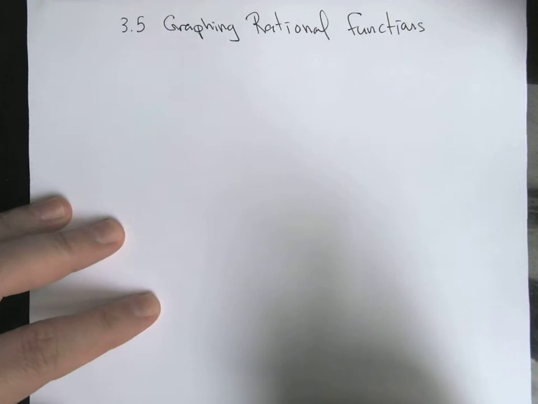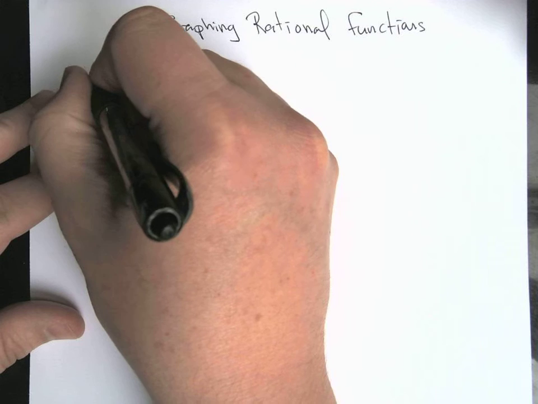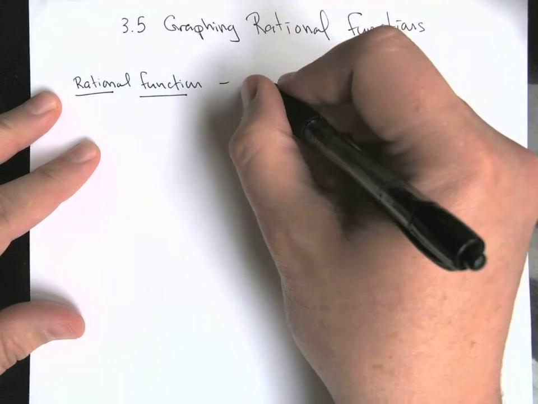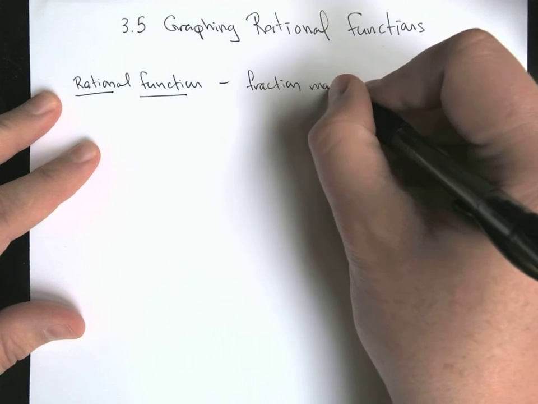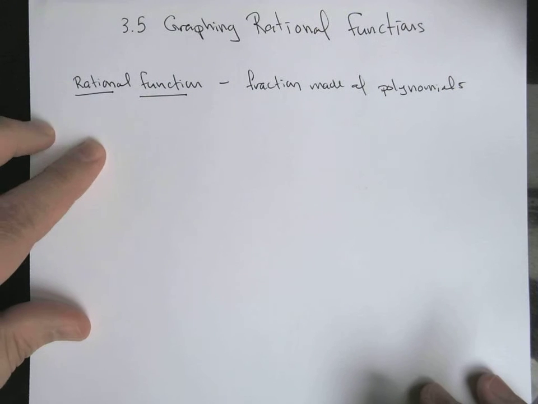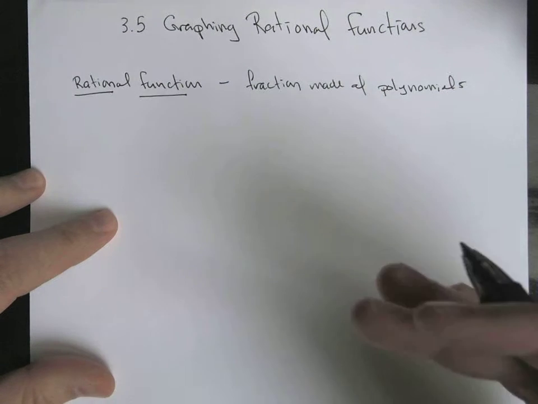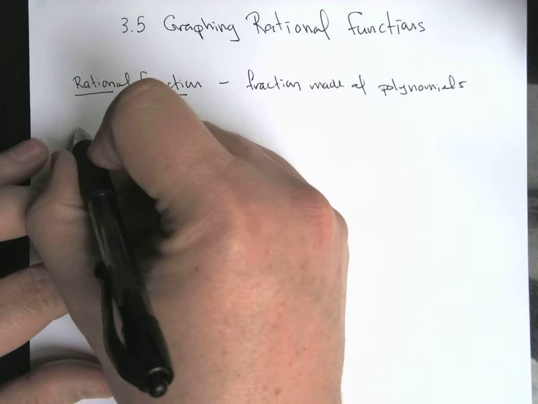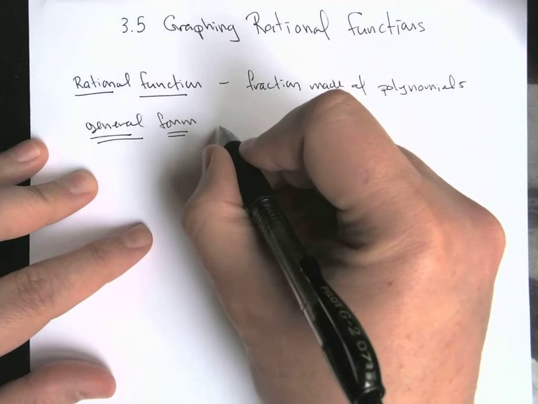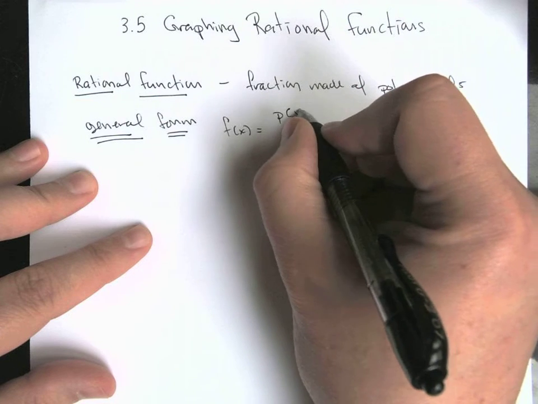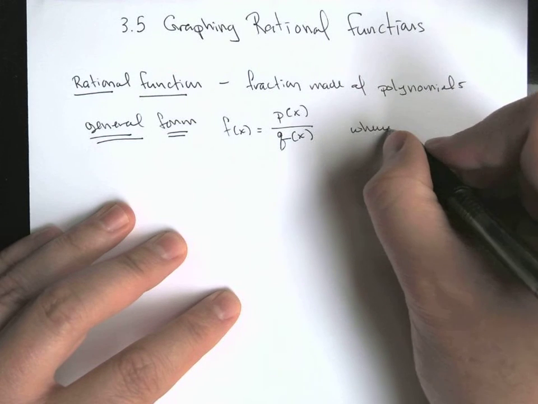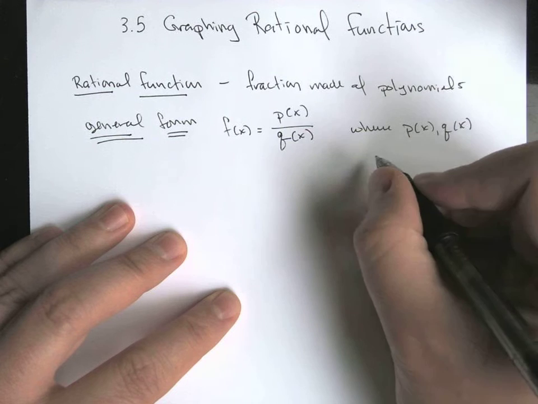So, first and foremost, what is a rational function? It's essentially a fraction made of polynomials. Meaning it's a function with a numerator and a denominator, and each of those two things individually is a polynomial. So our general form would be f of x. We'll use p and q. It would be p of x over q of x, where p and q are polynomials.